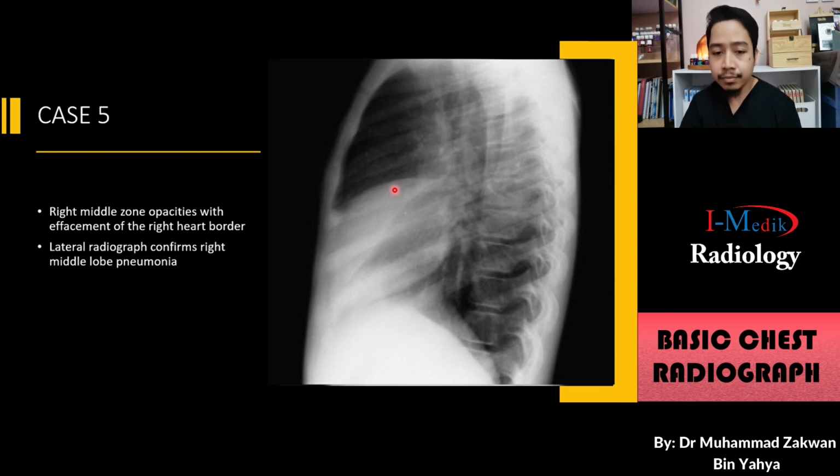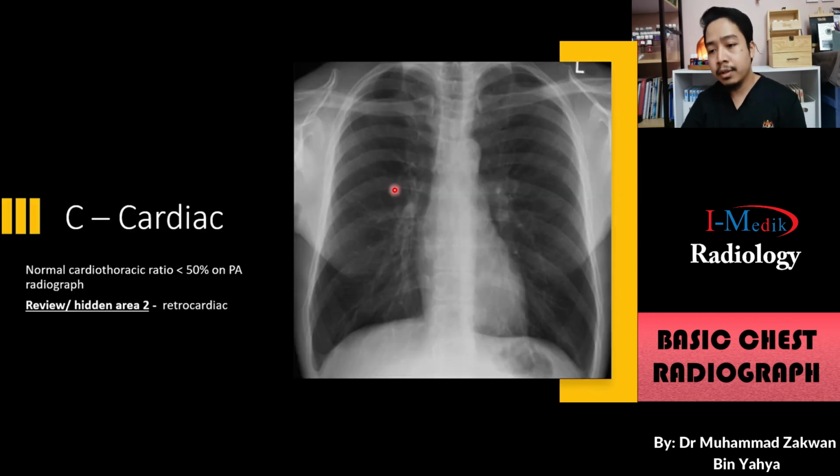For the C, cardiac, we need to assess the heart size. We need to take the cardiothoracic ratio: the widest diameter of the heart and the widest diameter of the thorax. The ratio must be less than 50%, but sometimes we take 52% in the Asian population.